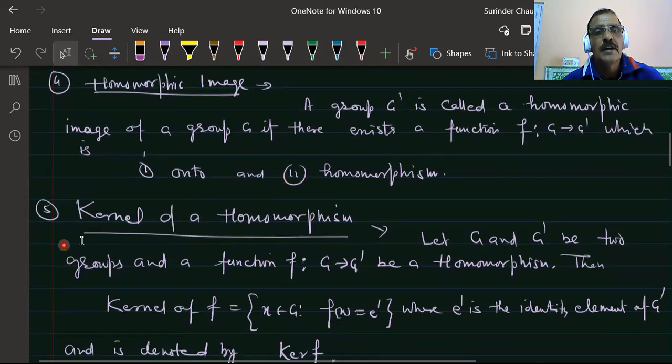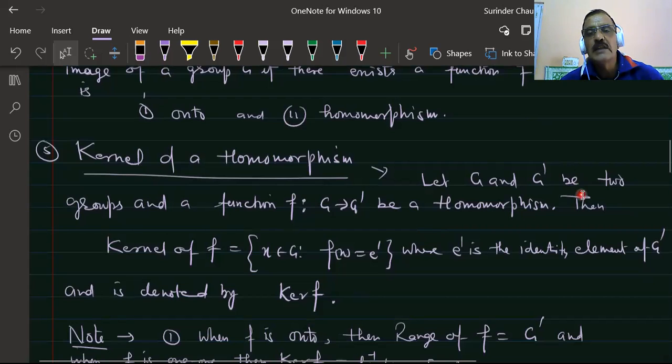Now let's define the kernel of a homomorphism. Let G and G dash be two groups and a mapping f from G to G dash be a homomorphism. Then the kernel of f is the set of all x belonging to G such that f of x is equal to E dash, where E dash is the identity element of G dash.